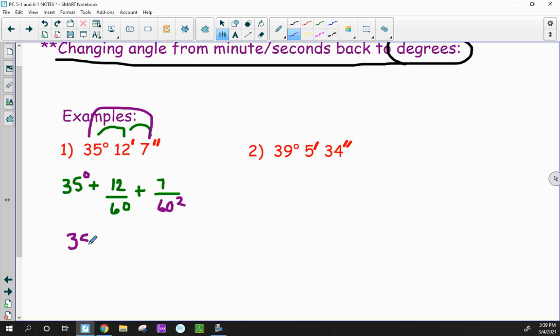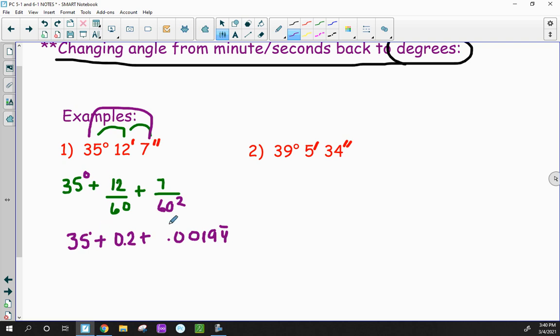So we have 35 degrees. Okay, we're going to do 12 divided by 60 on our calculator. That's 1/5, which is 0.2. And just drop that down. And then you're going to divide 7 by 3600. And that is 0.00194. And you notice on your screen right now that the 4s are repeating.